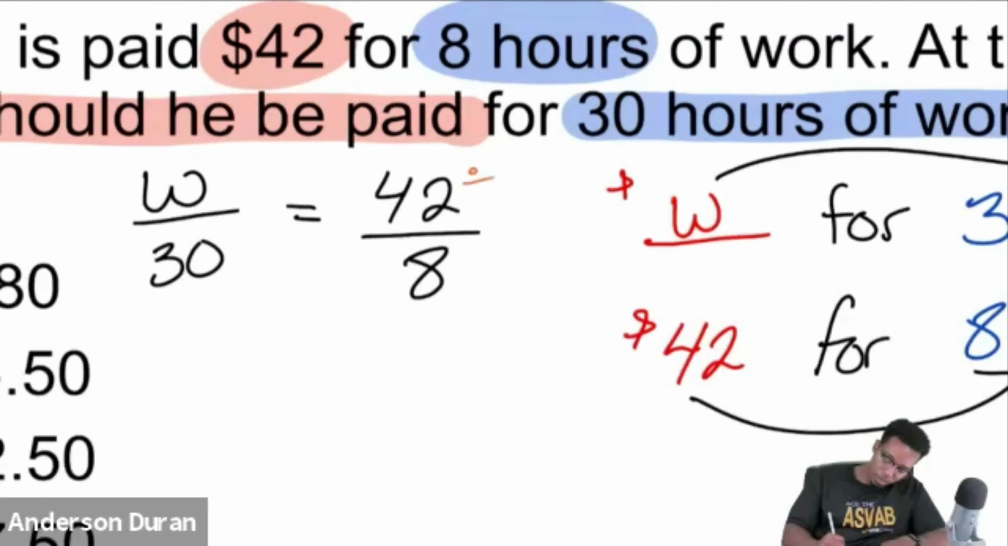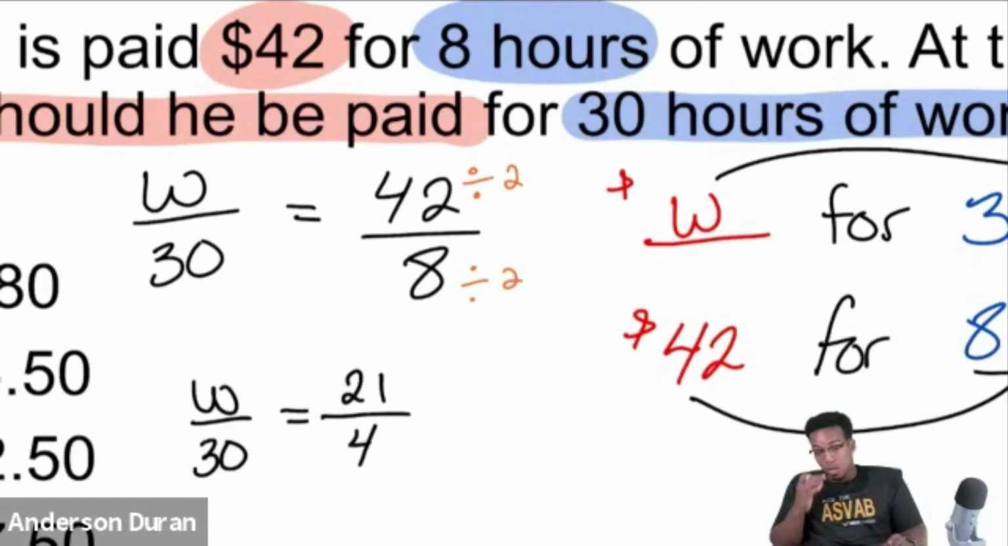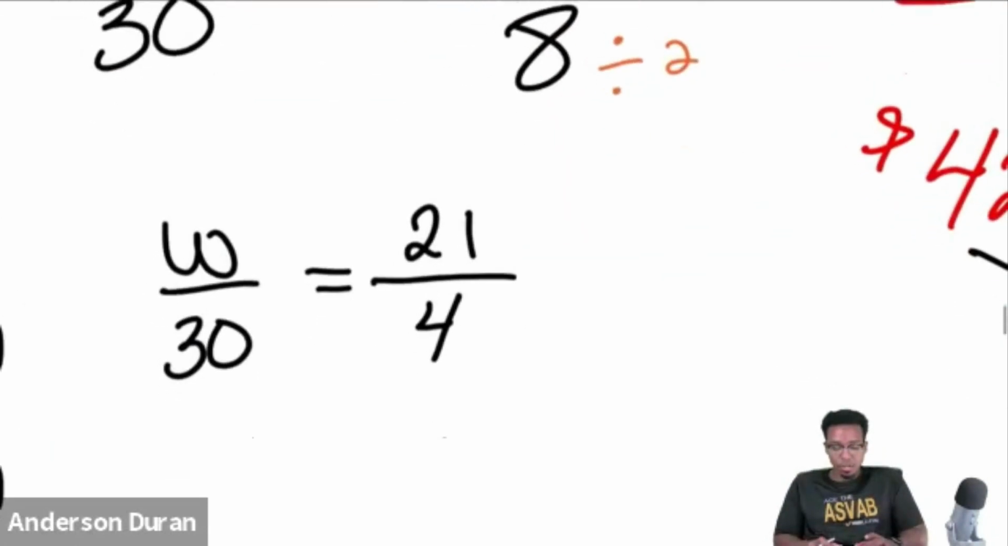So if I divide both the top and the bottom by 2, we're still going to have the same thing, W over 30 on the left side. And on the right side, what do we get? 42 divided by 2 is 21. 8 divided by 2 gives me 4. All right, cool. Now we got 21 over 4. Now you're looking at this and you're saying, okay, 4 to 30. Do I know how that goes? Well, let me explain. Everybody, yes or no, would you want to do 30 times 21? Do you want to do that?